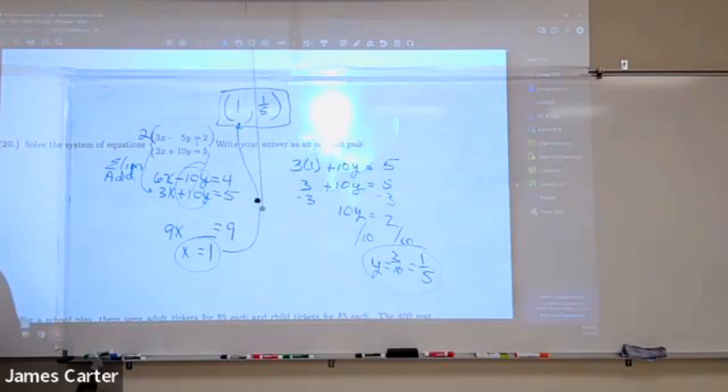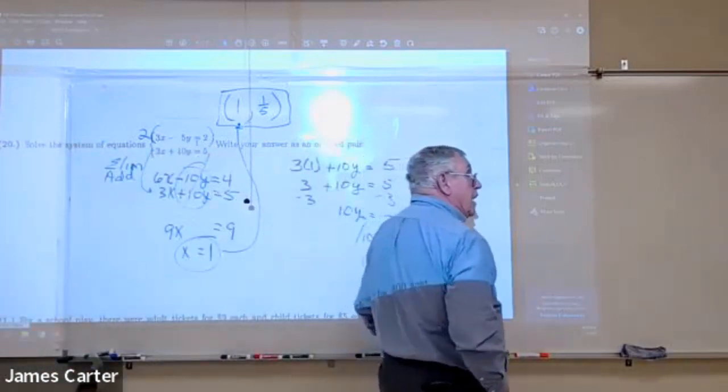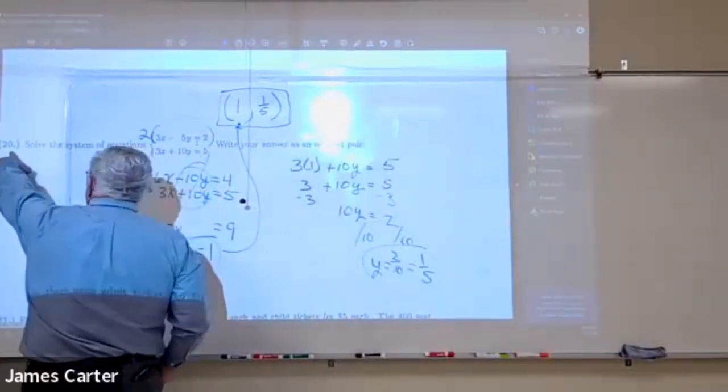Same with the opposite way, you still get the same answer. Now, you want me to work this one by substitution also? Yes? Okay. This will be the last problem we'll work tonight. We'll take up on Tuesday with problem 21.